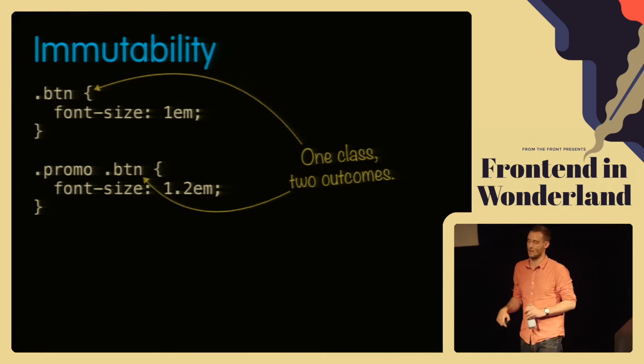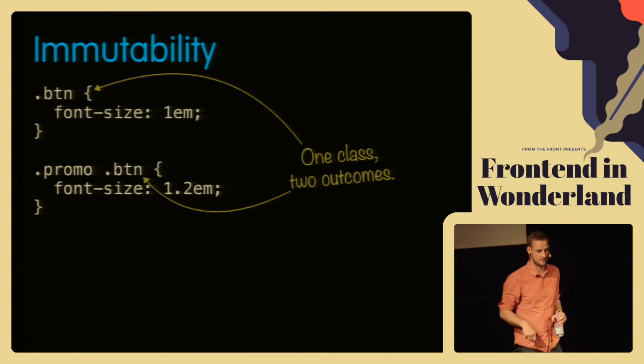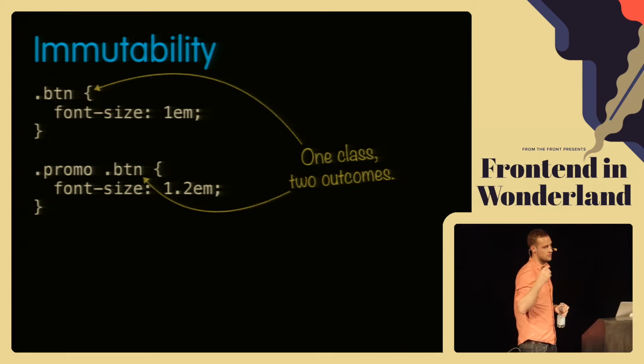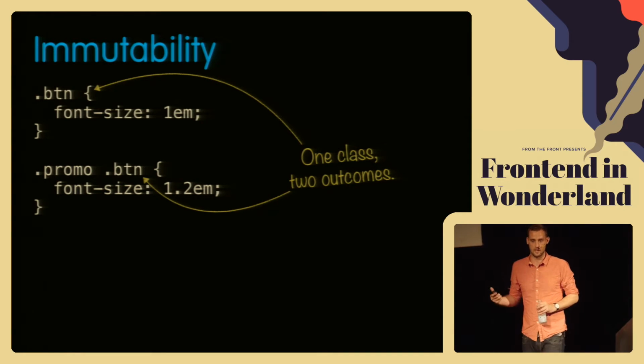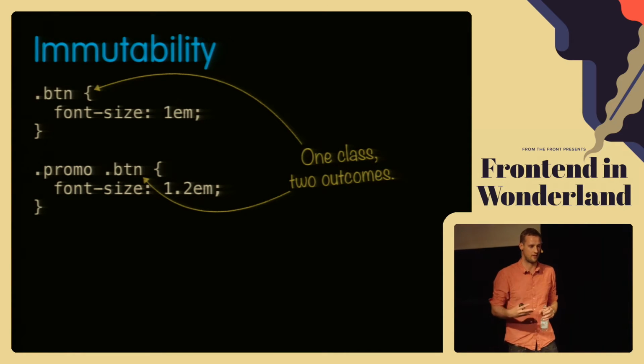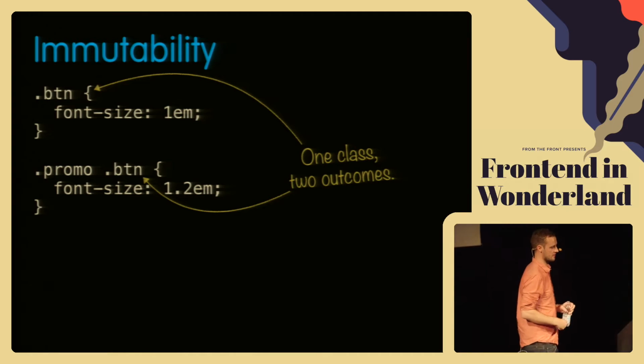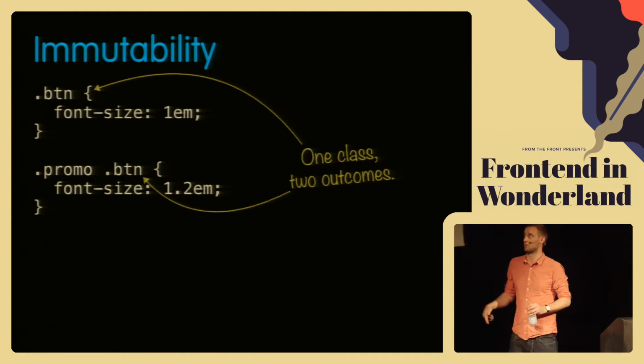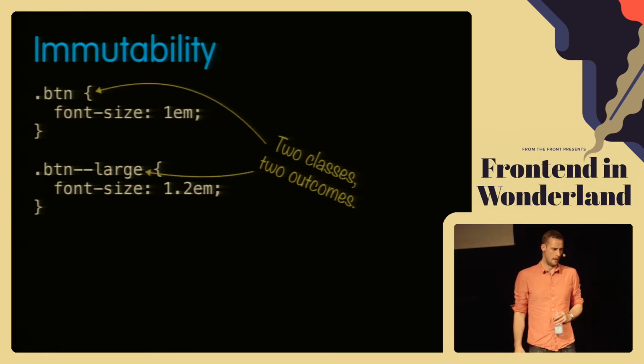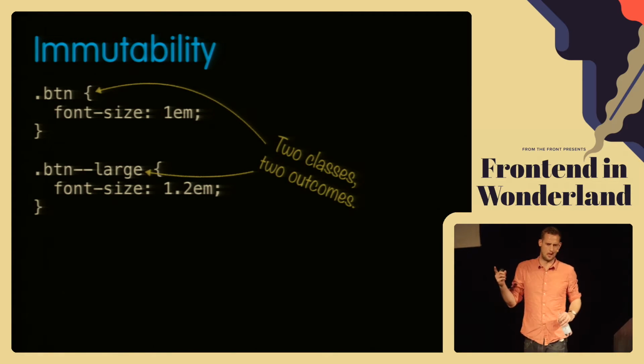Problem, we've got one class, two outcomes. We've mutated it. When we view button, there are two potential states that it could live in. This is really bad. This means that we have to be aware of these caveats and these conditions. We're mutating states. The fix is dead simple. Just use a different class. This is using the BEM notation, the two hyphens.